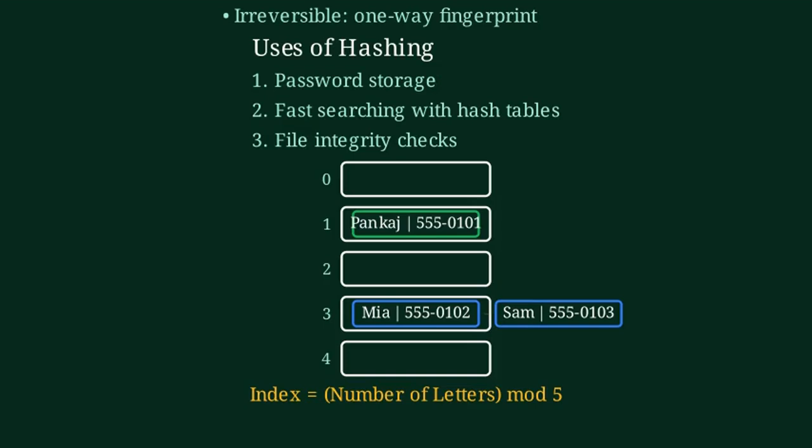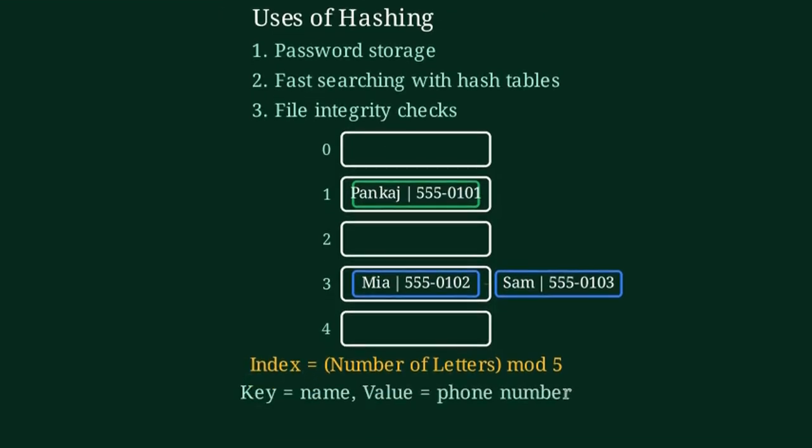Nia has 3 letters, so she goes to slot 3. Sam also has 3 letters, so he collides with Nia in slot 3. What is 555-0101? That is the value, the phone number stored with the key Pankaj.